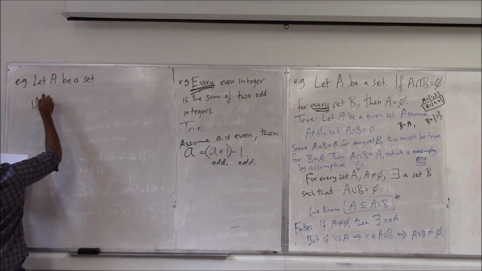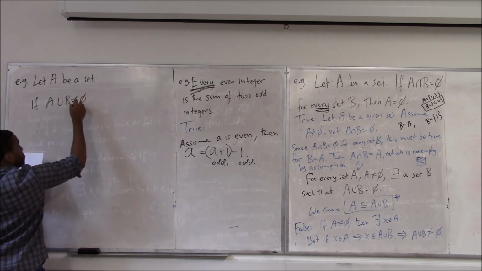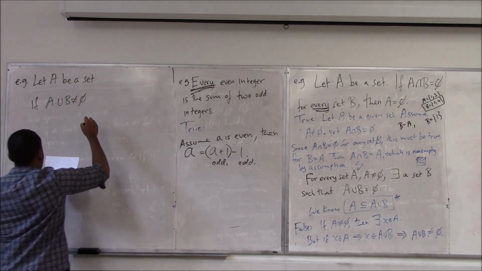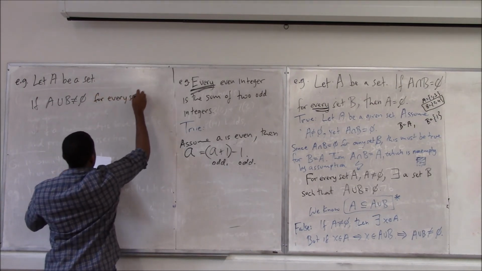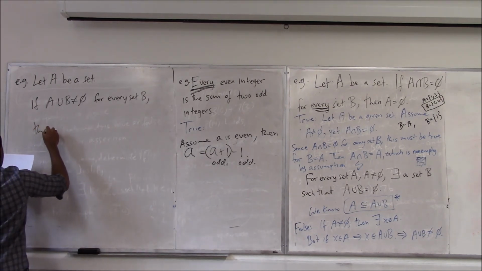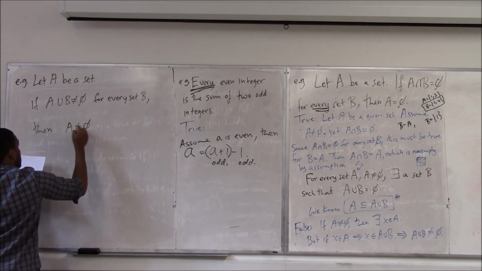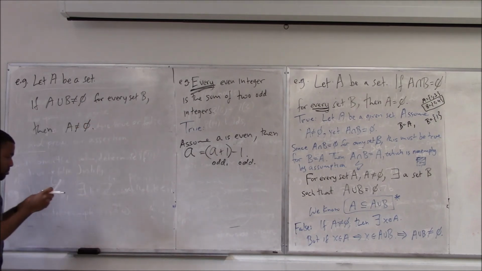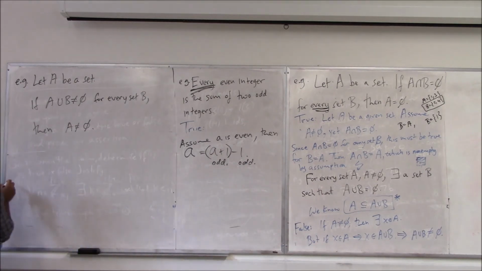Set A is not empty. For every set B, then A is not empty. And here's some more you guys can think about for later.